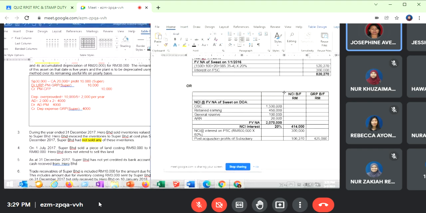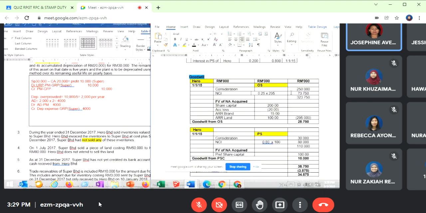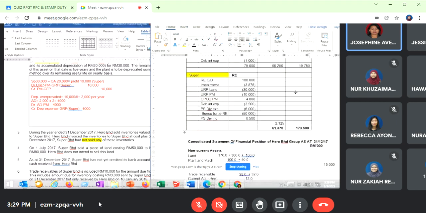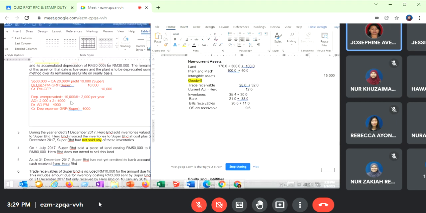So we go to the statement of financial position here. The first one, we are going to credit the plant and machine. So you go to the plant and machine, and then you are going to minus 10 here. Minus 10.